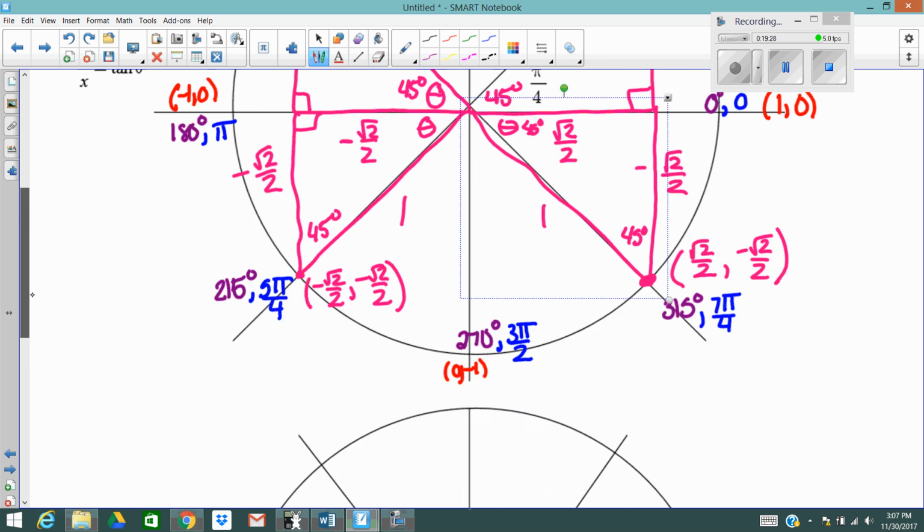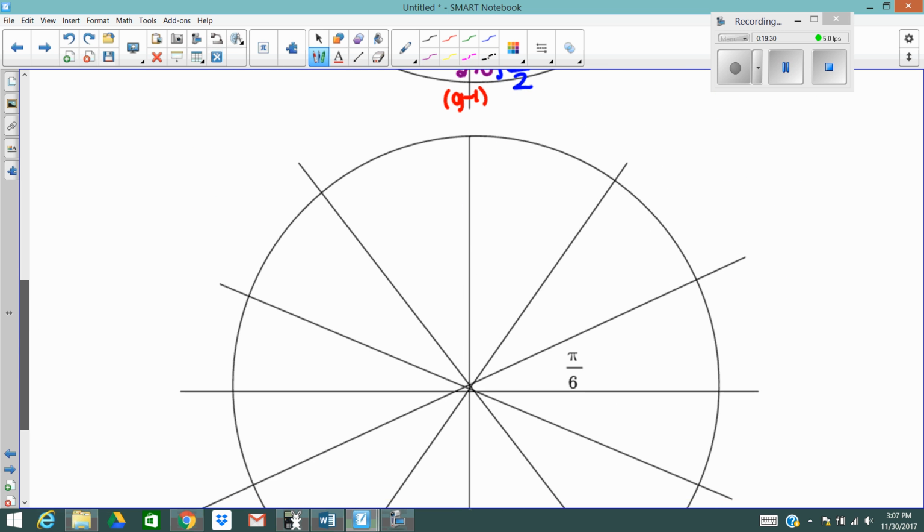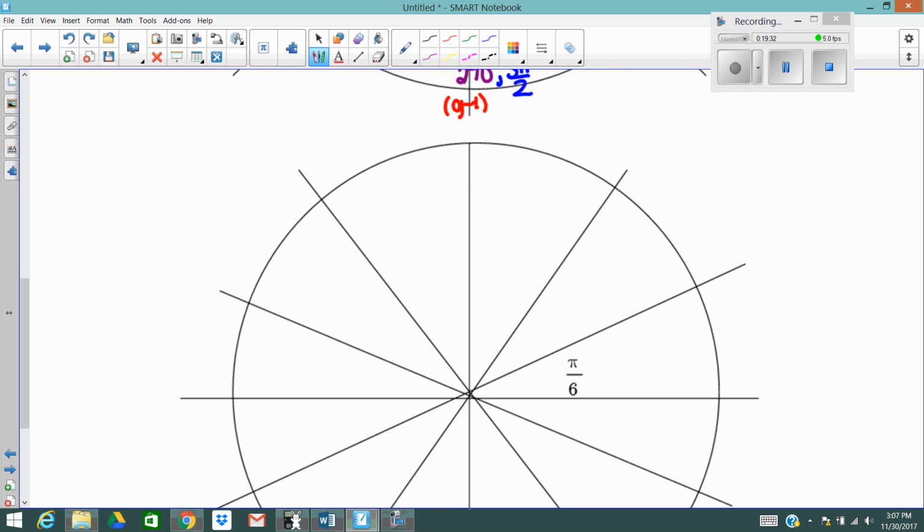So now let's take a look when our reference angle is 30 degrees or 60 degrees. So again, changing degrees to radians, 30 degrees is pi over 6 radians. 60 degrees is pi over 3 radians.